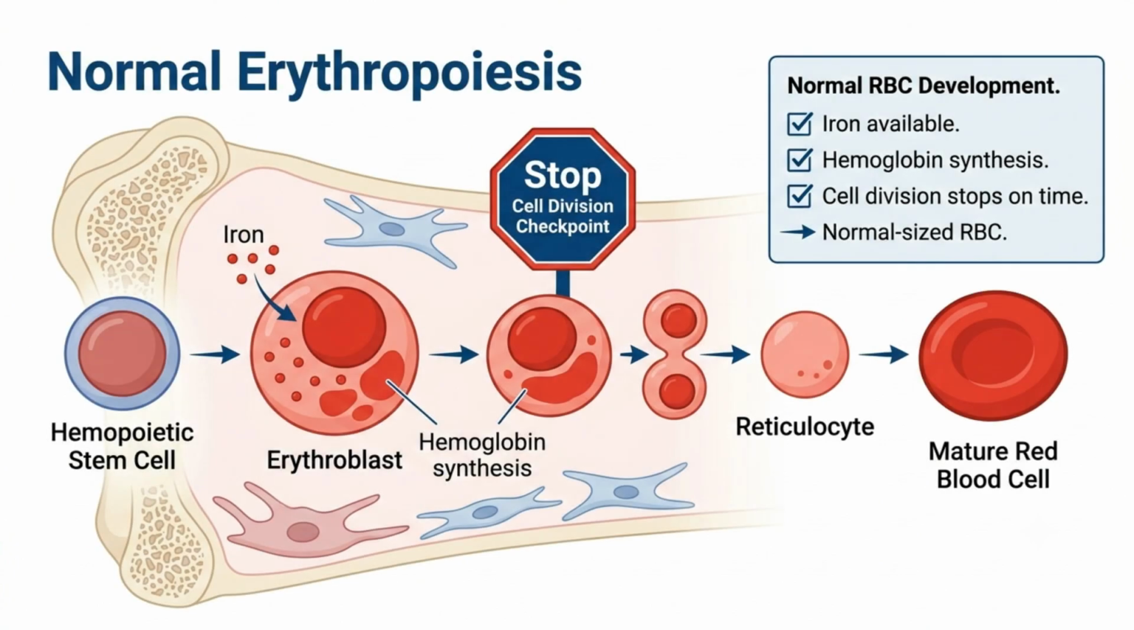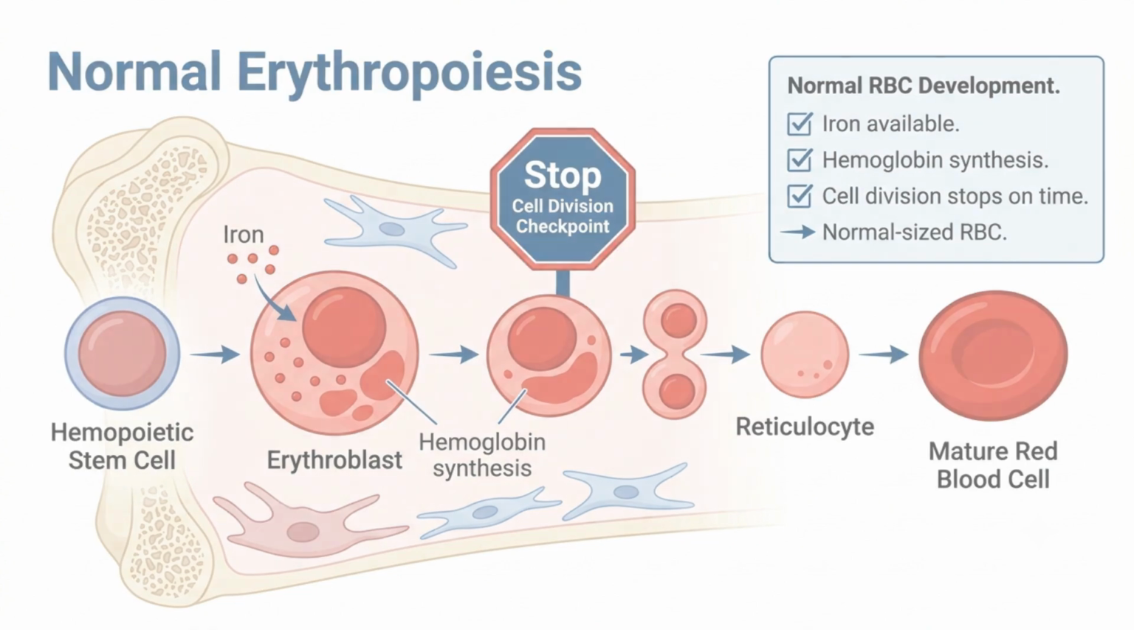Red blood cells are produced in the bone marrow from immature cells called erythroblasts. During their development, these cells divide several times while continuously synthesizing hemoglobin. Once enough hemoglobin has accumulated, the erythroblast stops dividing and matures into a normal-sized red blood cell.